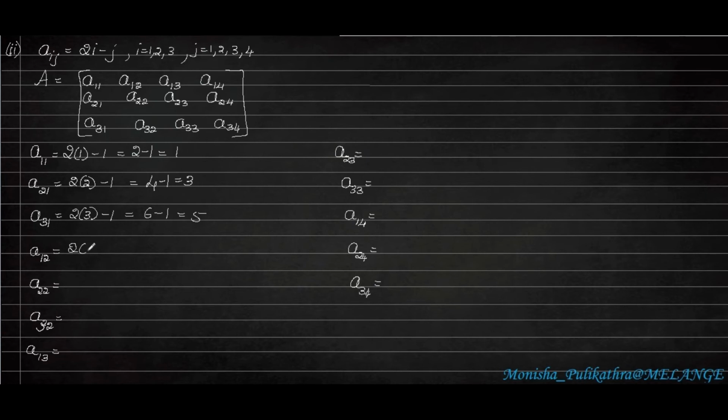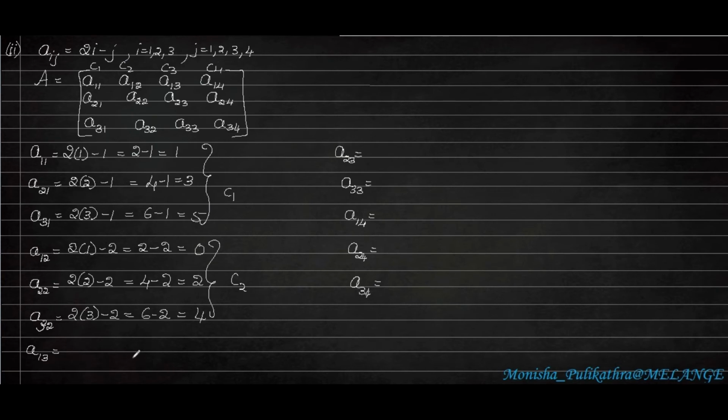Moving on to the second column. So here 2 into 1 minus 2. 2 minus 2 is 0. So next, 2 into 2 minus 2. So 2 2s are 4 minus 2 is equal to 2. So next, 2 into 3 minus 2. So 2 3s are 6 minus 2 is 4. Okay, so this is for the first column C1, and this is for the second column C2. So this is C1, C2, C3 and C4.